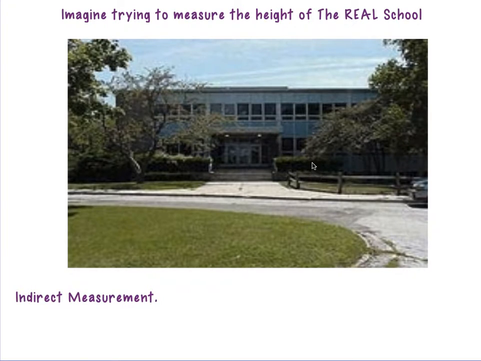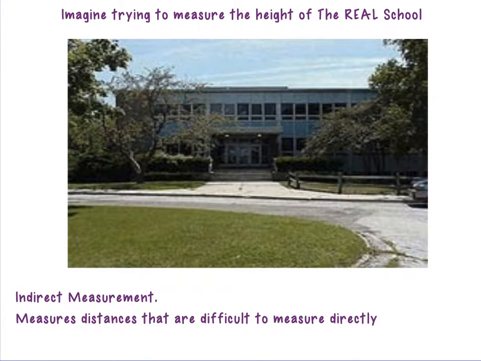We'd need a large ladder to be able to get from the ground to the top of the building, and we'd need a long enough ruler or tape measure to drop from the top of the building to the bottom of the building. In this case, that's going to be very difficult to do, and it's going to require a lot of different people. So this is where we use something called indirect measurement. An indirect measurement measures the distances that are difficult to measure directly.